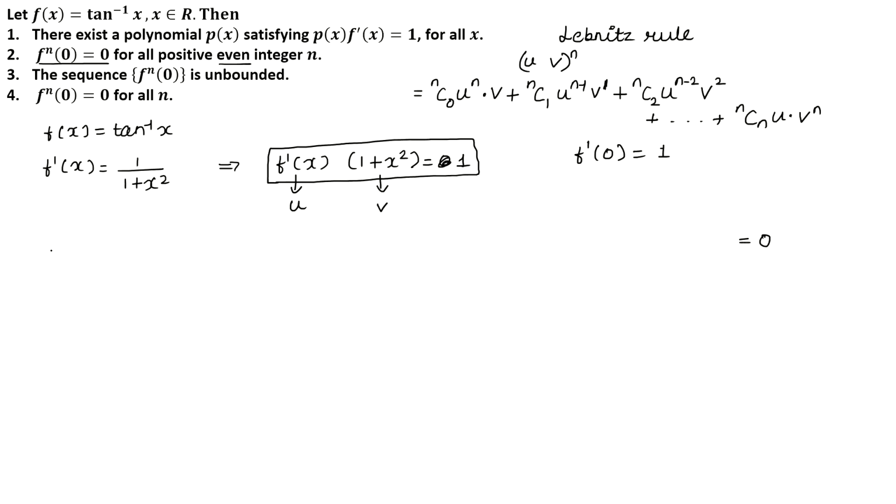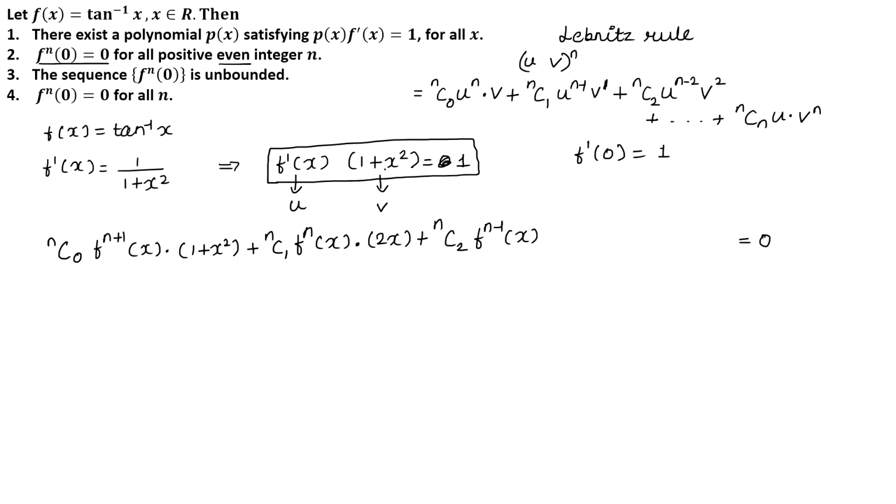Now for the left hand side, this is equal to nC0 times the nth derivative of u, that is f^(n+1)(x), into v, which is 1 plus x square, plus nC1 times the (n minus 1)th derivative of u, that is f^n(x), into the first derivative of v, that is 2x, plus nC2 times the (n minus 2)th derivative of u, that is f^(n-1)(x), into the second derivative of 1 plus x square, which is 2, plus nC3 f^(n-2) into the third derivative of 1 plus x square, which is equal to 0, and all the other terms will therefore also be equal to 0. So this is what we have obtained.